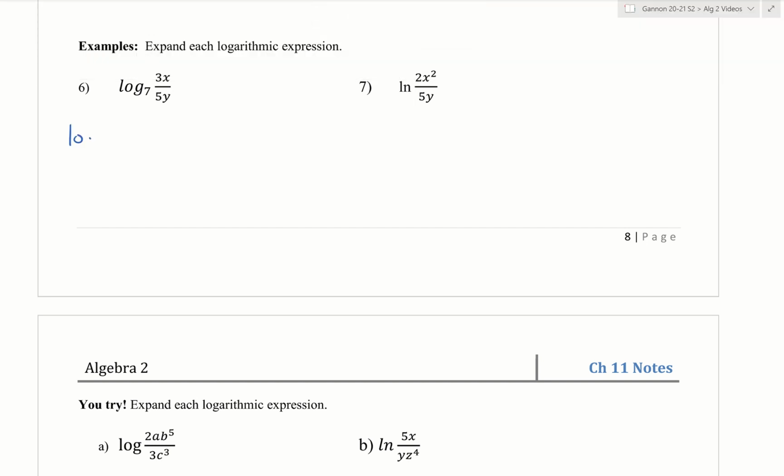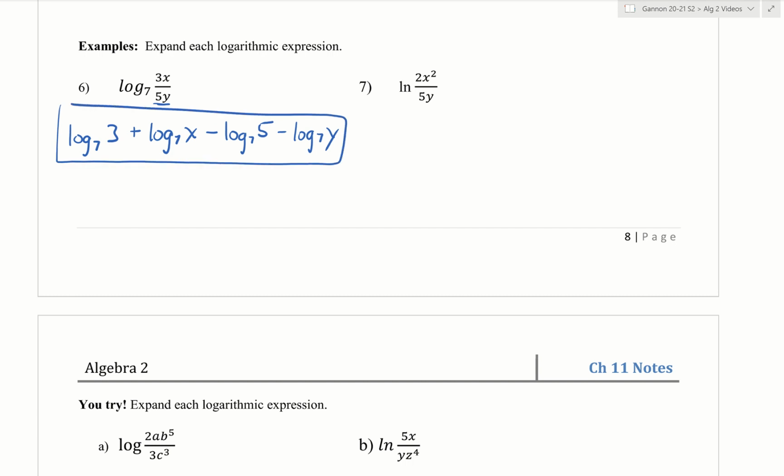So this is actually going to separate into 4 logarithms. It's going to be log base 7 of 3 plus log base 7 of x. Both of those come from the numerator, so the logs are positive, minus log base 7 of 5 minus log base 7 of y. Those are each negative because they are in the denominator. And it really is as simple as that.